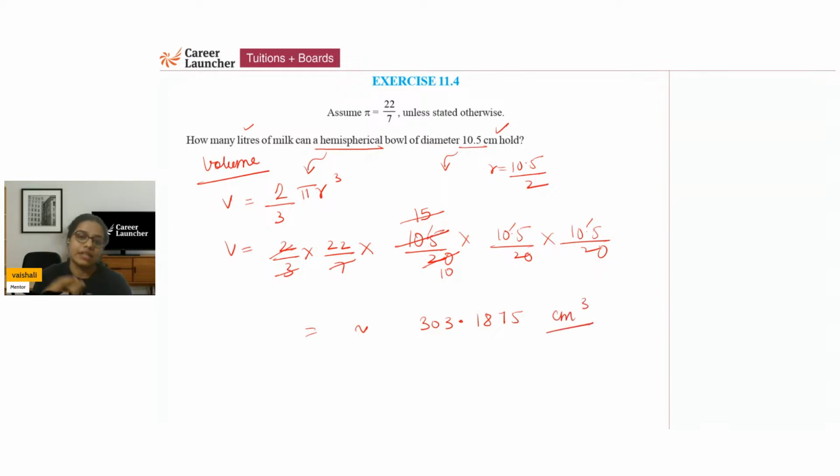क्योंकि centimeters में मुझे radius given था, right? So this is the answer, and if you want your answer in liters, 1000 centimeter cube is 1 liter, तो मुझे divide करना पड़ेगा इसको 1000 से, then I'll get my answer in liters, which is 0.303 liters. Okay, so because मुझे liters में पूछा गया था, so I had to convert it into liters, but apart from that, this calculation is done.